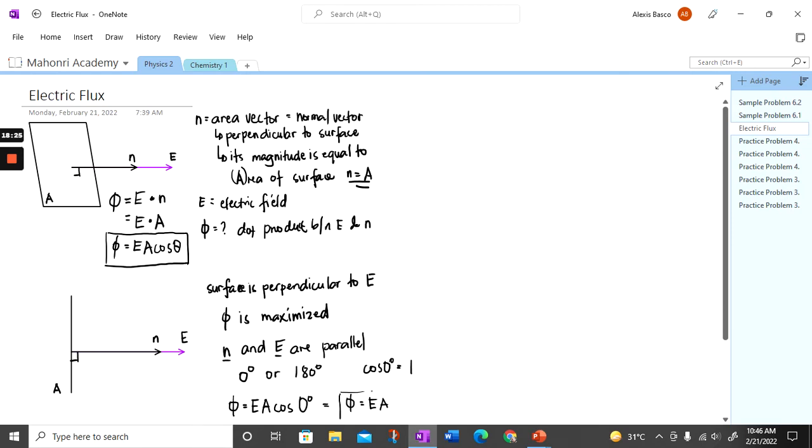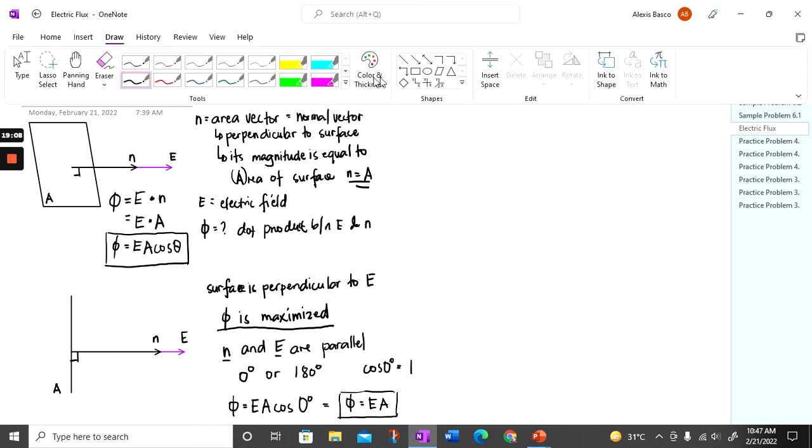So this is the equation that I want to use if my surface is perpendicular to E, or basically if my N is parallel to E. Okay, so the surface is perpendicular to E, which means E is 90 degrees onto the surface, or that the N and the E are parallel to each other. So that makes this my equation, and this means that my electric flux is maximized.